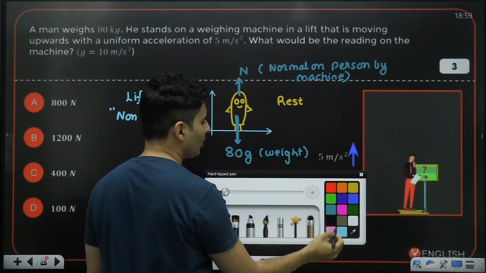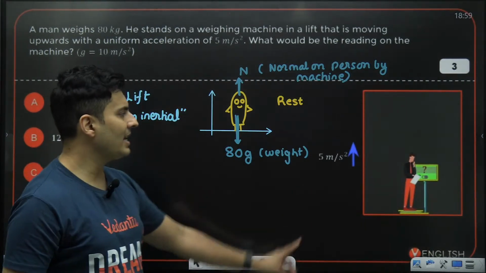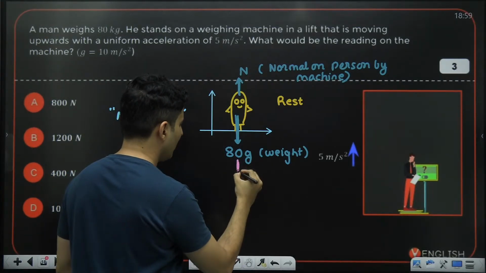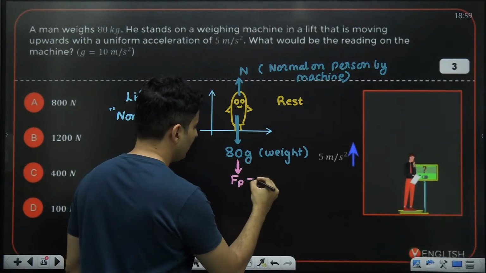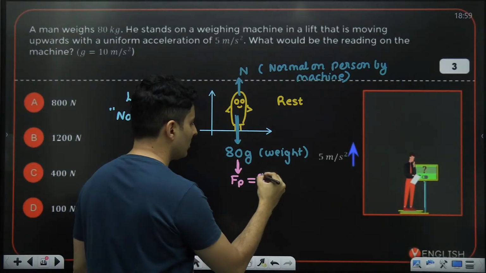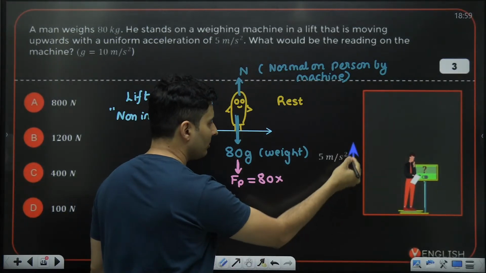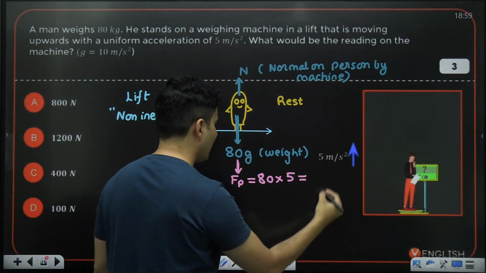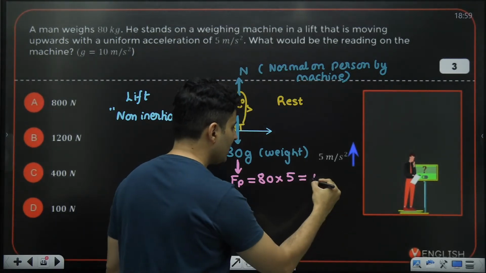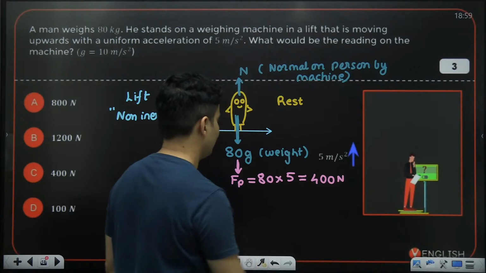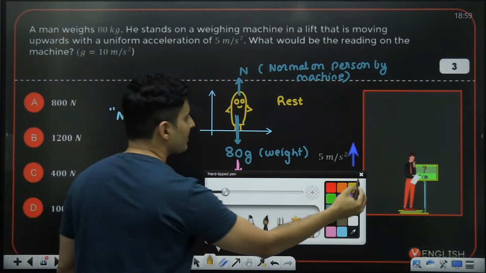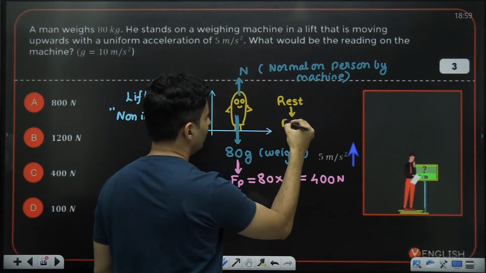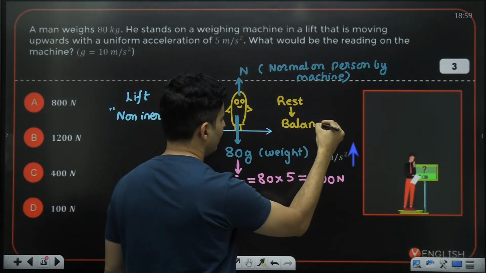And pseudo force. How can we forget pseudo force? The lift is accelerating up. The frame is accelerating up. So pseudo force must be downwards. So Fp, magnitude will be mass of the observed quantity into acceleration of the observer, the lift, which is 5. So 80 into 5, that is 400 newtons.